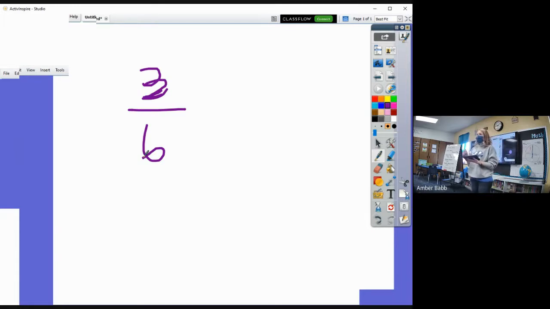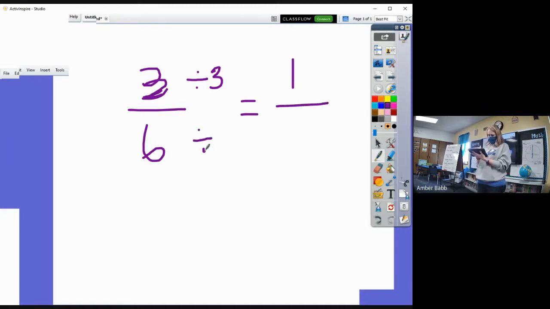Okay, so can I divide the top and the bottom by 2? Can I divide 3 by 2? No. Can I divide them both by 3? Yes. All right. So if I divide both of these by 3, 3 divided by 3, what am I going to get? 1. And if I divide 6 by 3, what am I going to get? 2. So I'm finding an equivalent fraction. I'm just making it a smaller version of that.